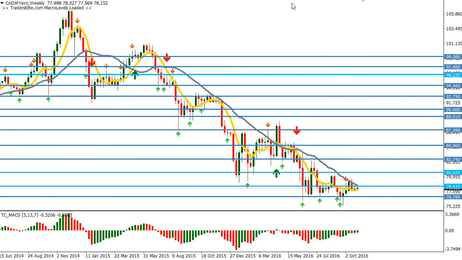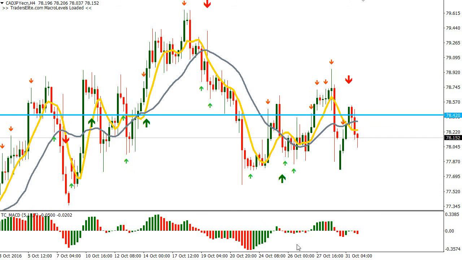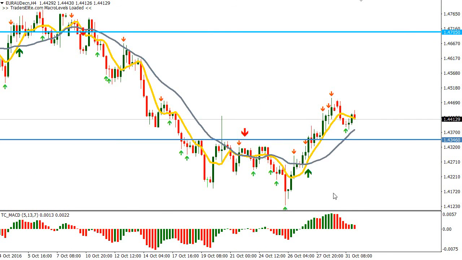On the weekly, again, oversold, but we need to see this crossover occur. We need to see price move above 78.42. Otherwise, there's no deal. Okay, Euro Aussie, currently we're long on this trade on the 4 hour.